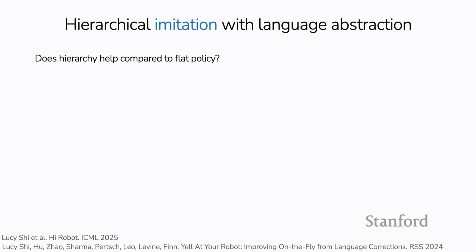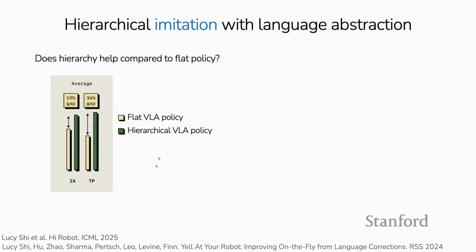Cool. Now we've talked about hierarchy versus flat policies. You can actually do a comparison: in this particular setup, does hierarchy outperform using a single flat policy to do the long horizon task? This comparison is from a different research paper, but it has basically the same approach. And it finds that in terms of task progress, there's a 34% improvement from using hierarchy versus training a single policy to do the full long horizon imitation learning task. And in terms of following instructions, there's also a gap. This is the instruction accuracy metric.